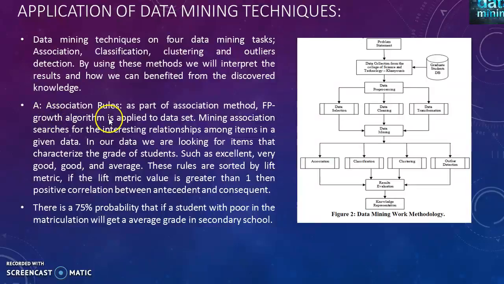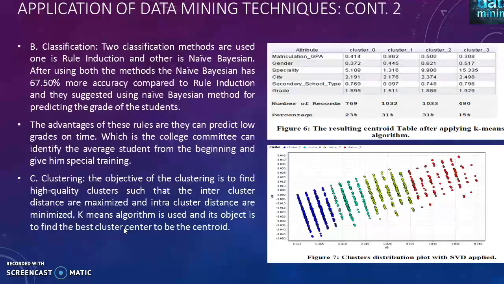Coming to the association rule, as part of the association method, the FP growth algorithm is applied to the dataset. Mining association searches for the interesting relationships among items in given data. In our data, we are looking for items that characterize the grade of the student, such as excellent, very good, good, and average. These rules are sorted by the lift metric. If the lift metric value is greater than 1, then there is a positive correlation between the antecedent and the consequent. There is a 75% probability shown in the lift metric values that if a student is poor in the matriculation, they will get an average grade in the secondary school.